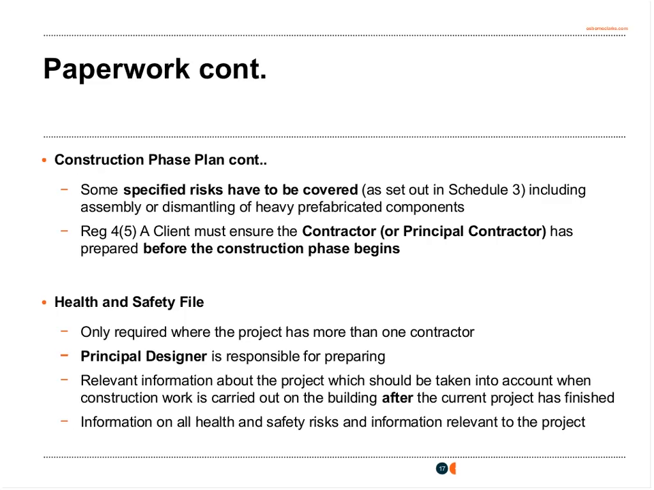The final piece of the paperwork jigsaw is the health and safety file, and this is only required where the project has more than one contractor. And it's the principal designer who is responsible for preparing the health and safety file. It contains relevant information regarding the project, which needs to be taken into account when the construction work is finished, and information such as risk registers, risk assessments, method statements, plans, etc. It must contain information on all the health and safety risks associated with the project and needs to be reviewed, updated and revised over the course of the project. As mentioned, it's prepared by the principal designer but is handed to the client at the end of the project.